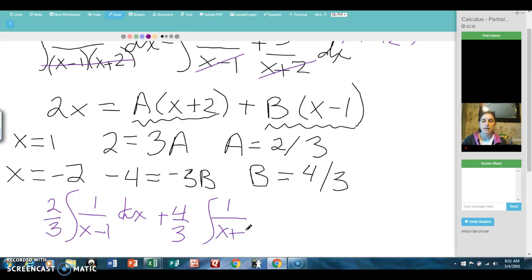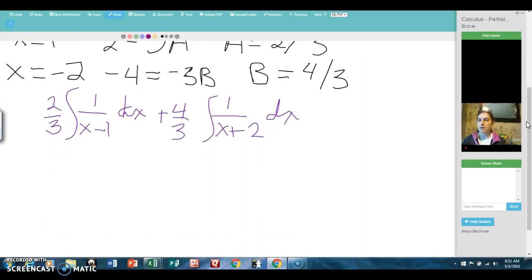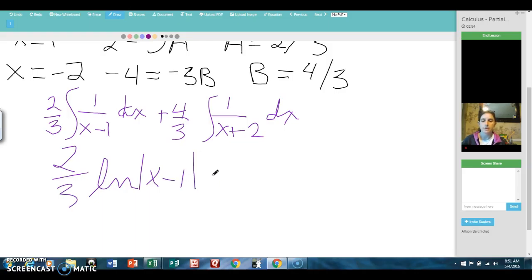So now I'm ready to integrate. These are going to be natural log functions. So here comes my final answer. It's going to be 2/3 the natural log of x minus 1. Remember, natural log gets absolute value, plus 4/3 the natural log of x plus 2, also in absolute value, plus c.